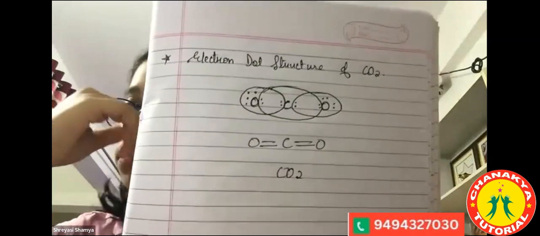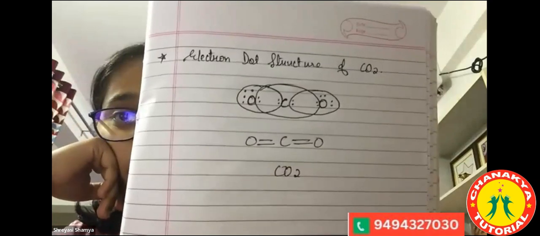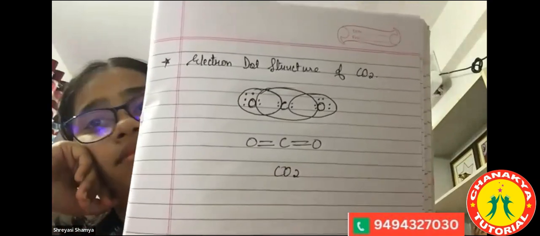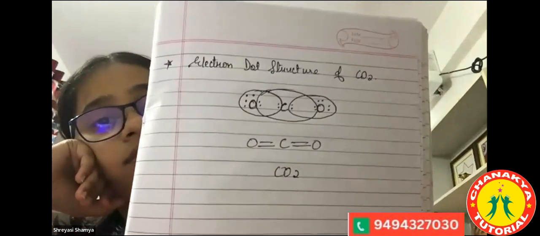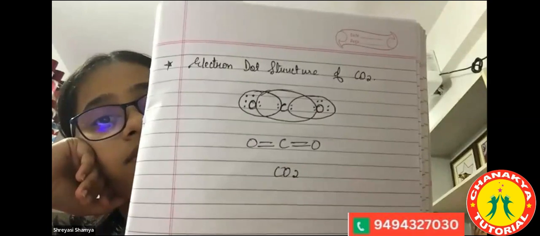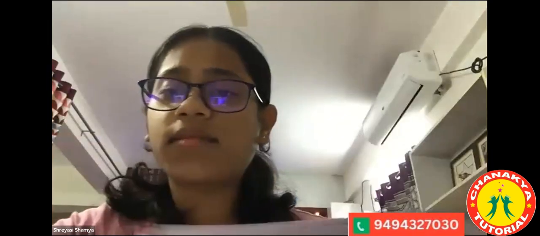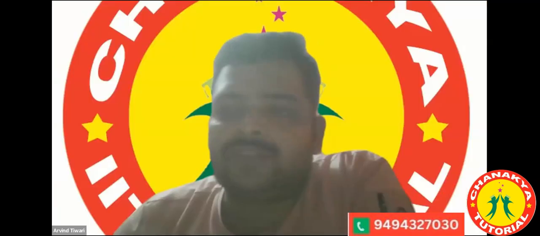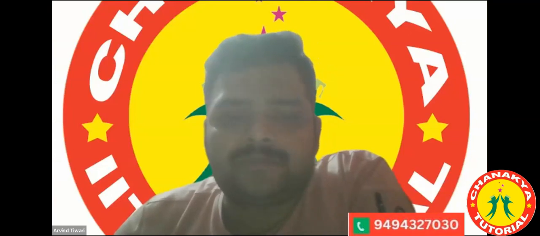Okay, fine. This is correct. Electron dot structure of CO2. Try to make the electron dot structure of MgCl2 or H2O. Make the electron dot structure for H2O. Yes, sir. Okay. Anyone else who has completed? Vedika?